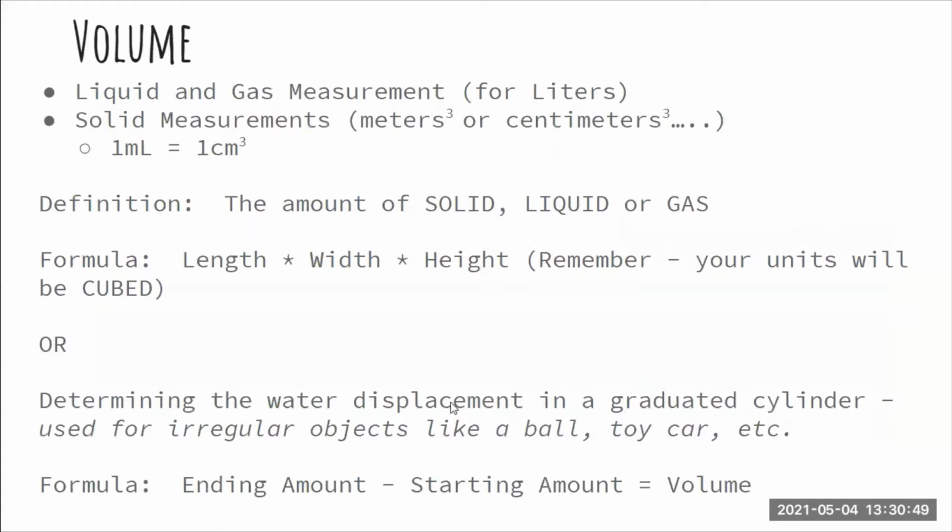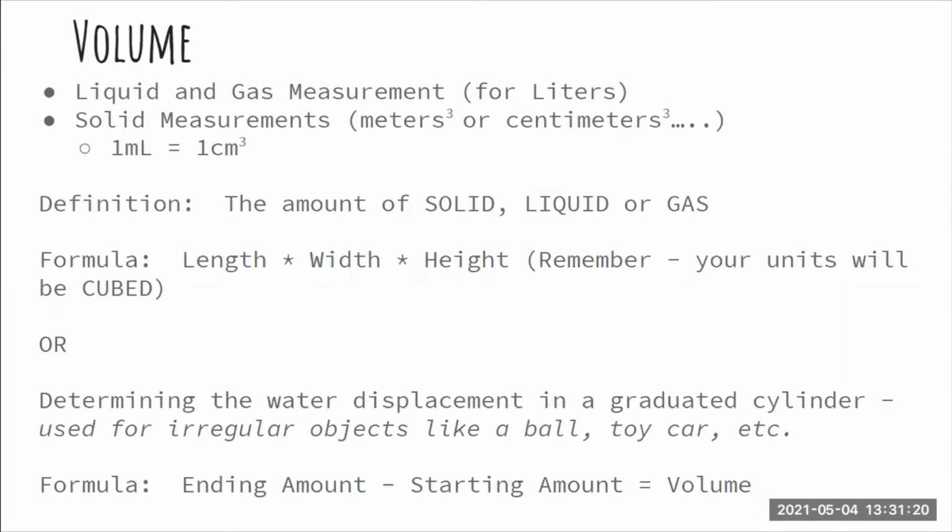So what is actually volume? For liquid and gas, you're going to measure in liters. For solid measurements, you're going to measure in units of measurement cubed, so meters cubed or centimeters cubed. And please, again, remember, a really important piece of information is 1 milliliter equals 1 centimeter cubed. The definition is the amount of space a solid, liquid, or gas will take up.